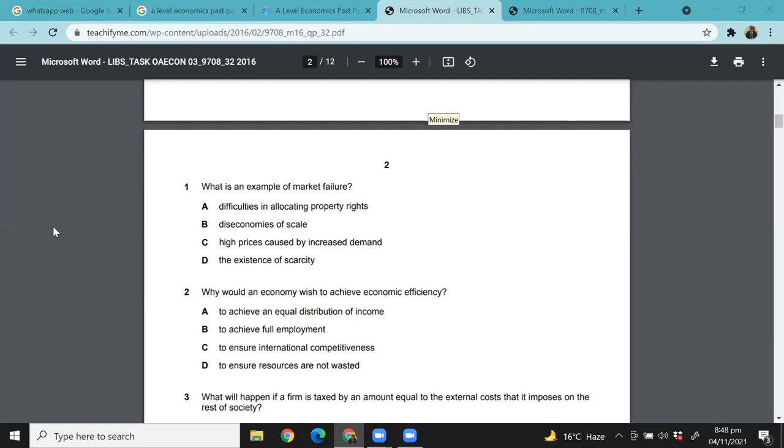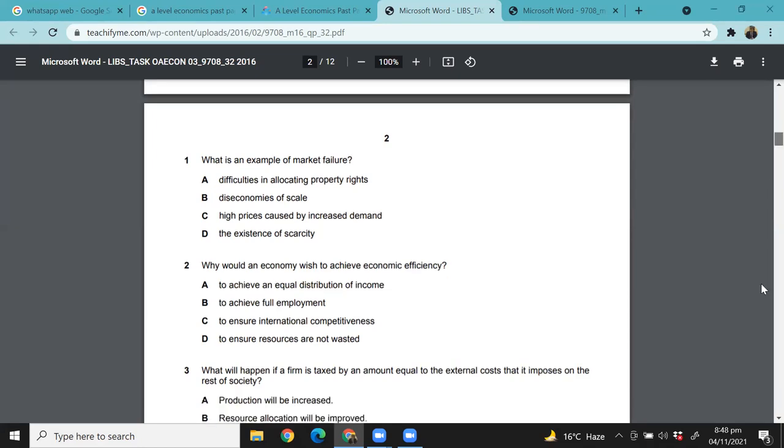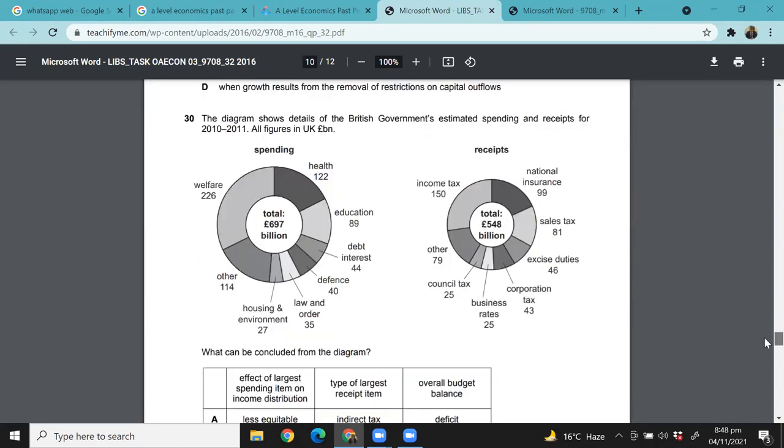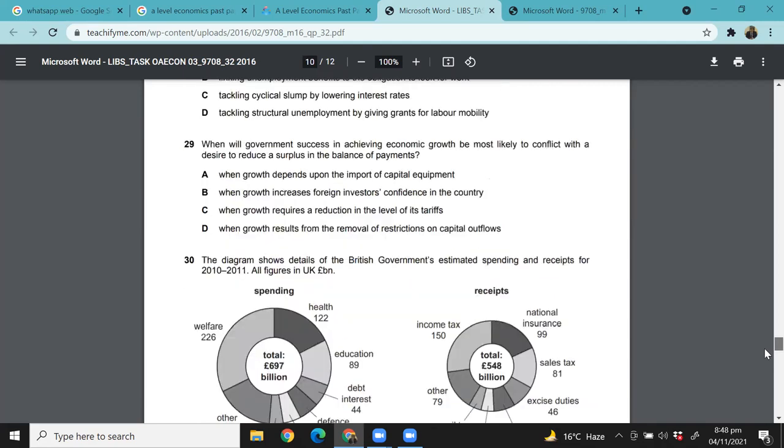You want to do the macro, or we can go in the reverse order. We can go in the reverse order. Okay, let's do it in the reverse order.